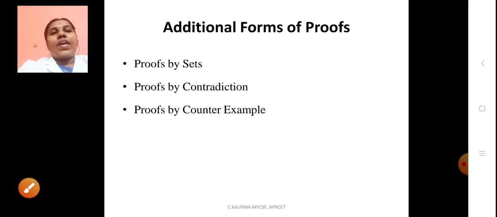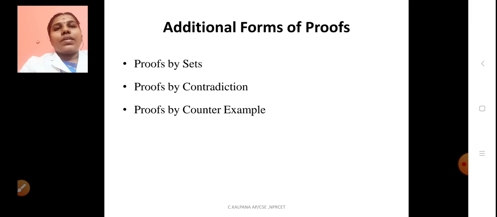Contrapositive means if A is not true, then B is also not true. If A is false, then B is also false. You have to prove based on the contrapositive statement. The difference between contradiction and contrapositive is, in contradiction, if one statement is true, then another statement is not true. But in contrapositive, if one statement is not true, you have to prove another statement is also not true. That is contradiction and contrapositive.